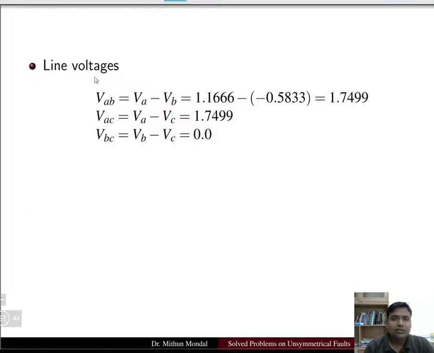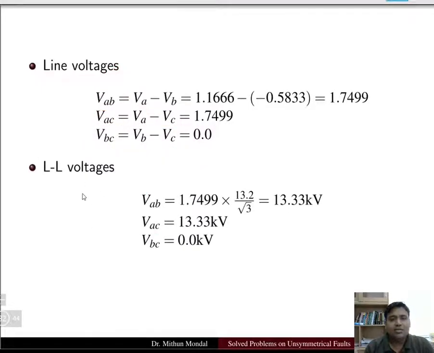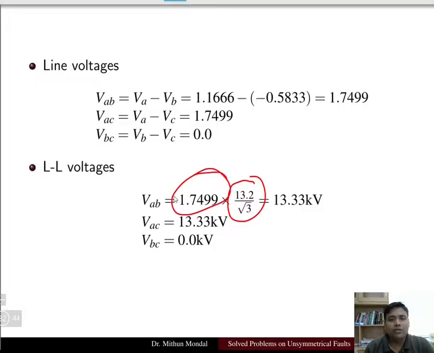So the line to line voltage we obtain as the difference VA minus VB, VA minus VC and VB minus VC, to obtain the VAB, VCA and VBC values, and then convert them into actual quantities by multiplying the per unit quantity with the base quantity. So that will give you the actual line to line voltage of the system.